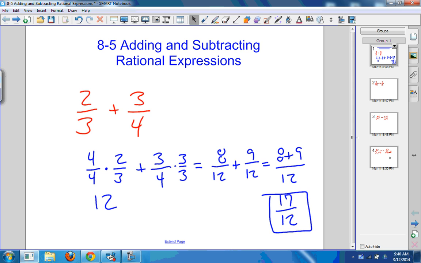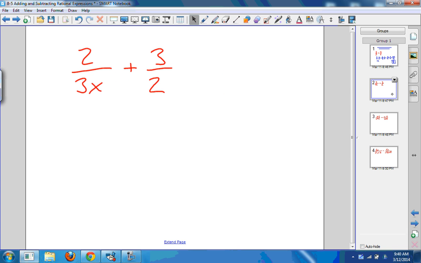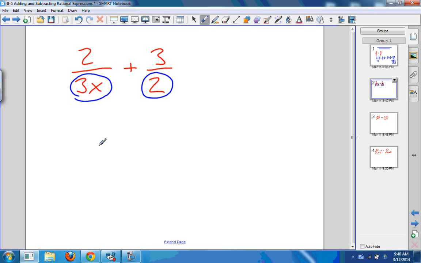The catch is we're going to have variables with that. So our goal is to get to something like this today. We'll start off a little easier though, right here. So here we have two fractions added together. We have a 3x and a 2 in the denominator. So we can do just like in this problem here. If we multiply our denominators together, we can find a common denominator. So 3x times 2 is 6x. So I'm going to make both of these a denominator of 6x.